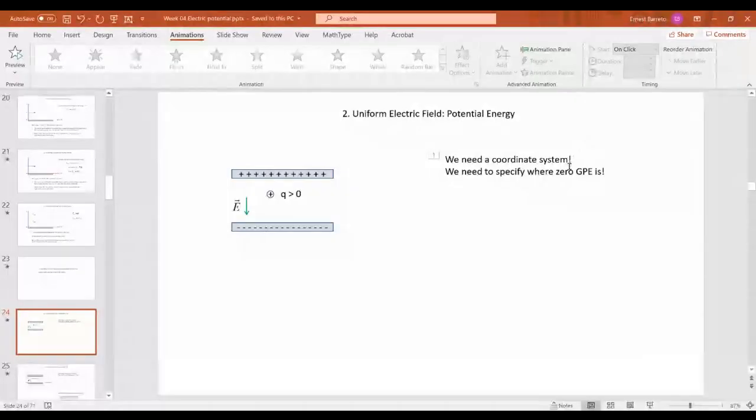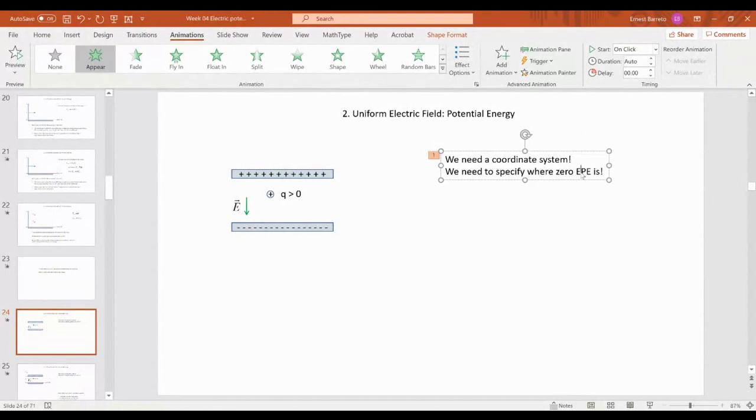So once again, we want to talk about a uniform electric field. So we've got the two parallel plates with a uniform electric field in between. And I put a charge there, which is positive. Once again, we're talking about potential energy, so we have to use a coordinate system. And we need to say where zero electric potential energy is. That should say EPE, electric potential energy.